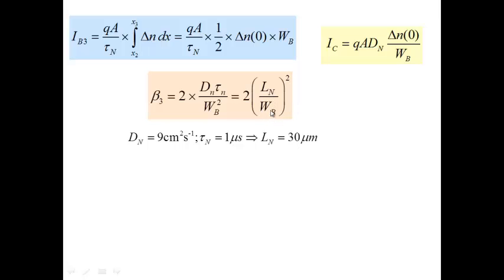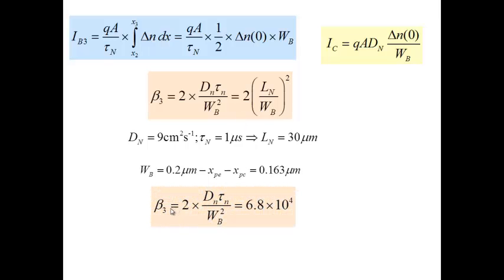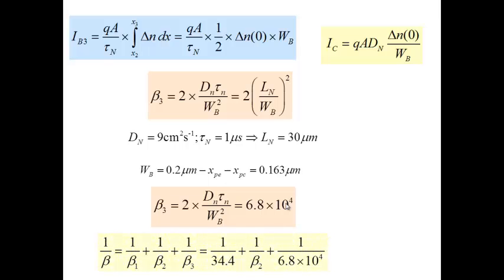Our base width is 0.2. In fact, effective base width is 0.16 here, and we now put in all the numbers here. Beta 3 turns out to be very high, 6.8 into 10 to the power 4, right? So extremely high value of beta 3, which means what? That basically the number of electrons which are recombining in the base are very, very small. And therefore, the component number 3 is extremely large.